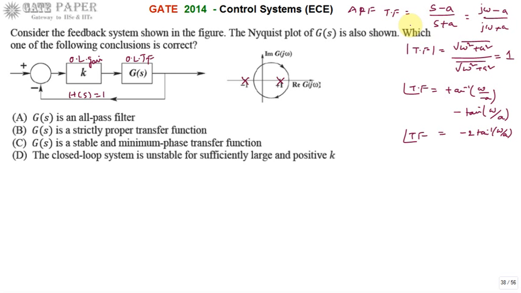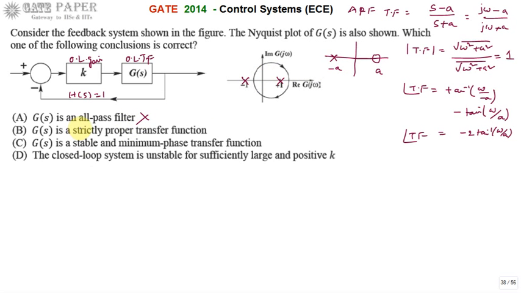From this transfer function, if you draw it on the S plane, there is a zero present at A and a pole present at minus A. So this is the transfer function of an all pass filter. There is a zero on the right half of the S plane and a pole on the left half of the S plane. They are exactly symmetrical with respect to the j omega axis, but their values differ: the zero is at plus A, whereas the pole is at minus A. But here it is shown that both are poles only. So this is not an all pass filter.